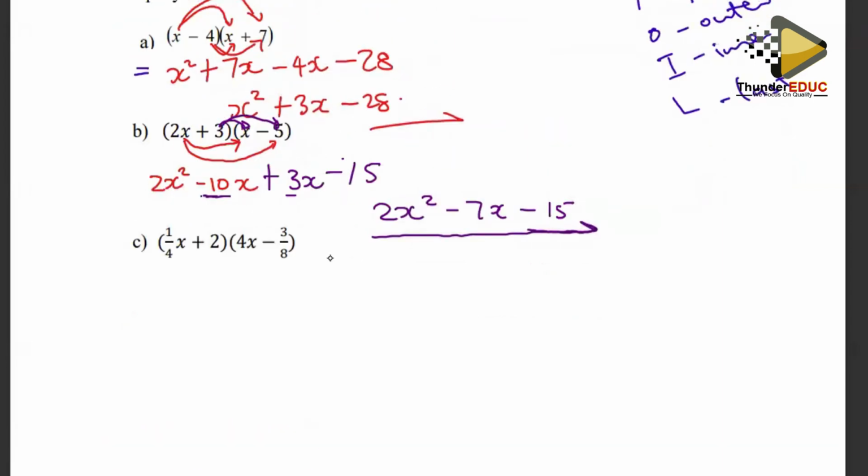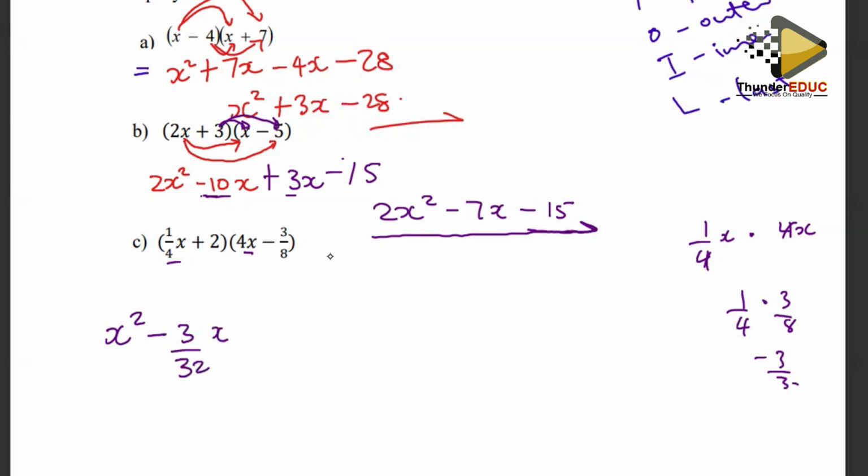All right, then part C, where we have the fractions. We have a quarter x multiplied by 4x. That's going to be x squared. So we're saying a quarter x multiplied by 4x. So this 4 cancels that 4. You're just left with x squared. And then a quarter of x multiplied by negative 3 over 8. So that's going to be negative 3 over 32, minus 3 over 32x.